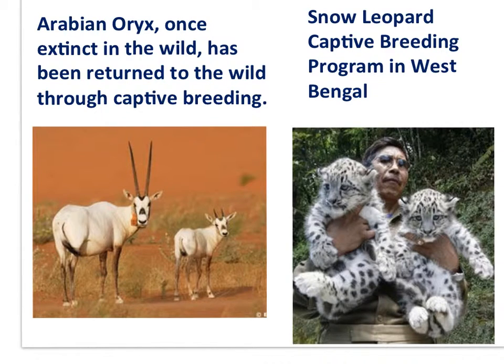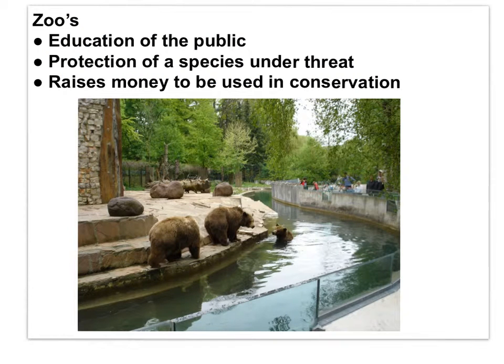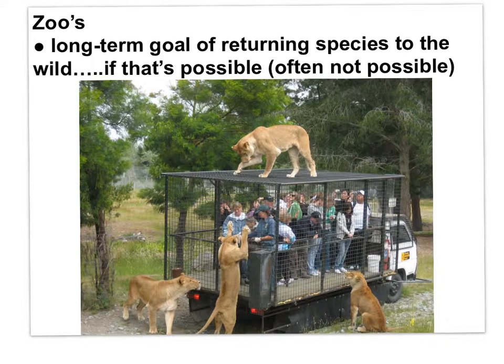The Arabian oryx, once extinct in the wild, has been returned to the wild through captive breeding. Zoos would also be considered a species-based approach to conservation. Zoos serve the role of educating the public, protection of a species under threat, and raising money that could be used in conservation efforts more broadly. Zoos have the long-term goal of returning species to the wild, if that's possible. Often it's not possible to return a species to its original habitat because the habitat is gone.